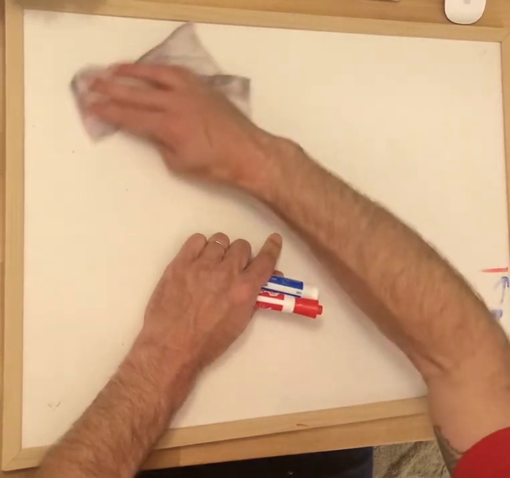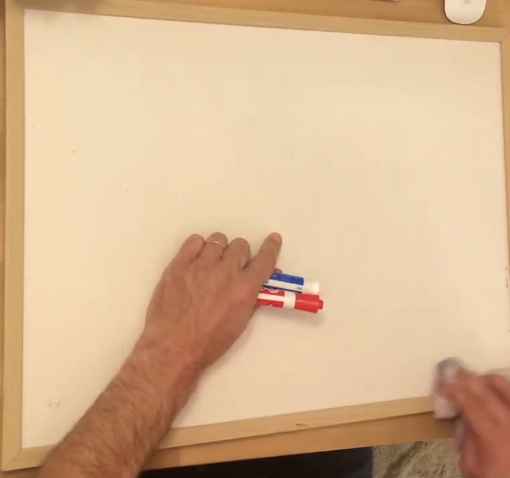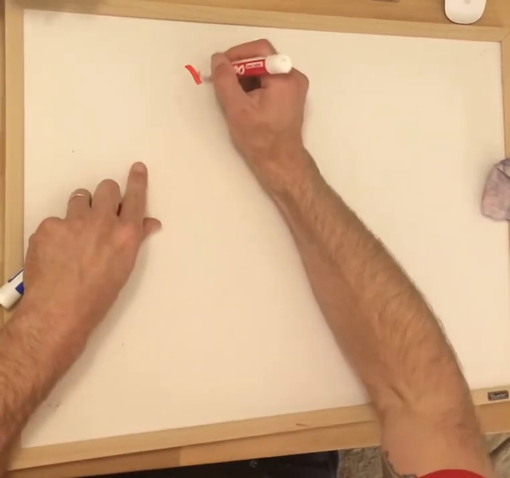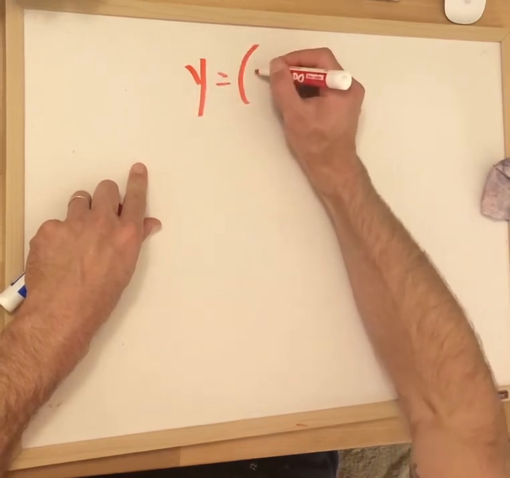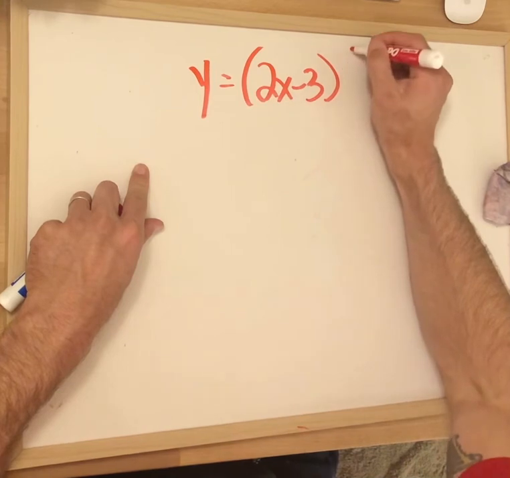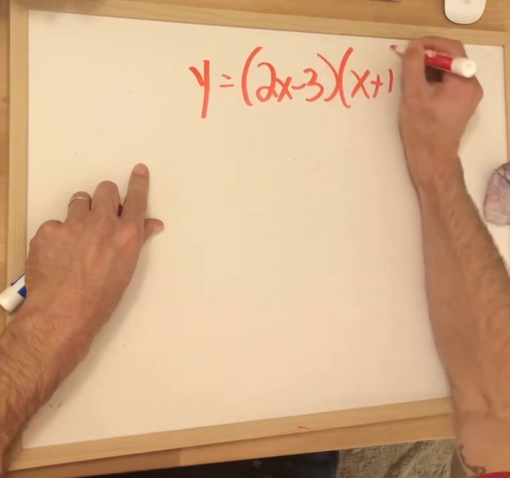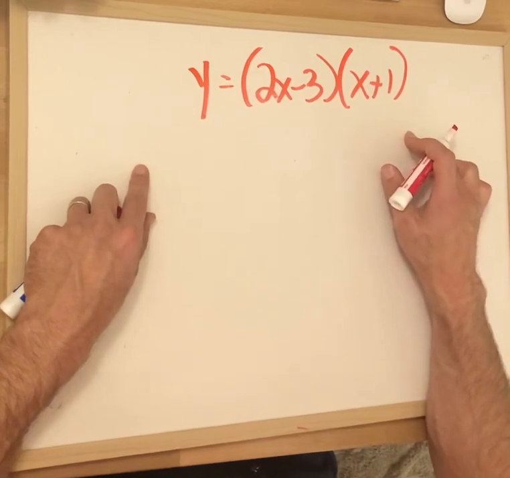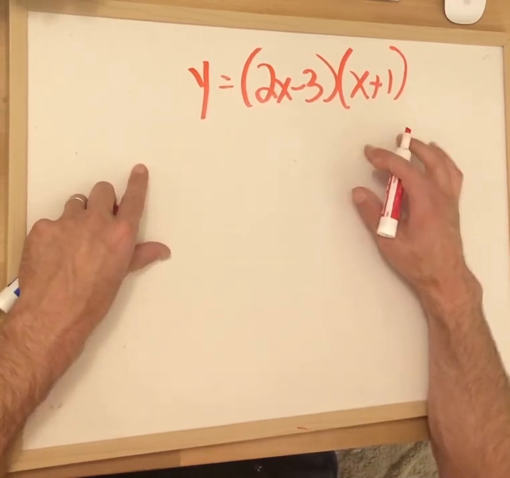All right, now we're going to look at a couple more. Now the next one is a little different, and it looks like y equals 2x minus 3 times x plus 1. So look, if I were to multiply this out, which you don't have to, but I'm just showing you, this can be rewritten in standard form.